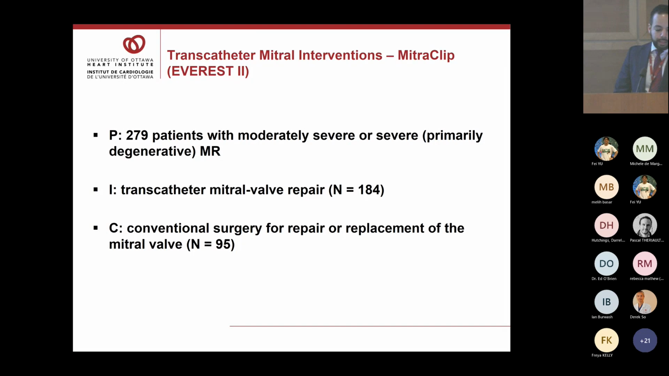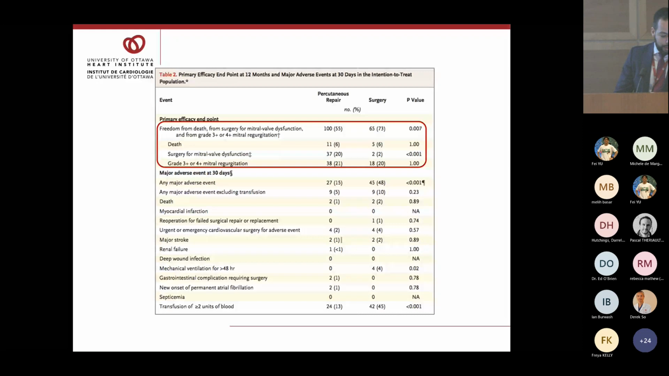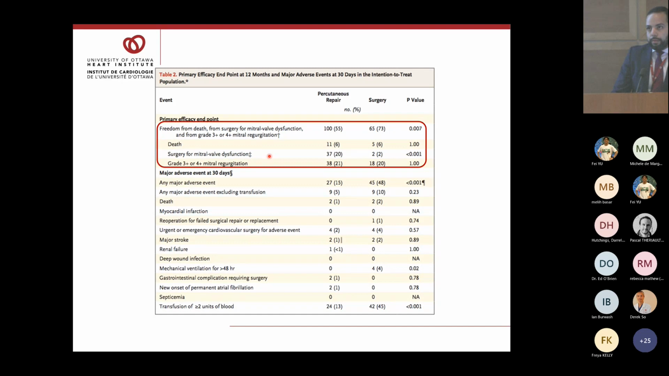The data they showed was that for the primary endpoint, which was freedom from death, surgery, or grade 3 or 4 plus MR, surgery was superior to MitraClip, primarily driven by the need for repeat surgery in the percutaneous arm. Only 2 patients in the surgical arm needed repeat intervention, whereas 37 patients in the percutaneous arm needed re-intervention. Again, infancy of this technique, but it suggested that MitraClip was not ready for prime time at that point.